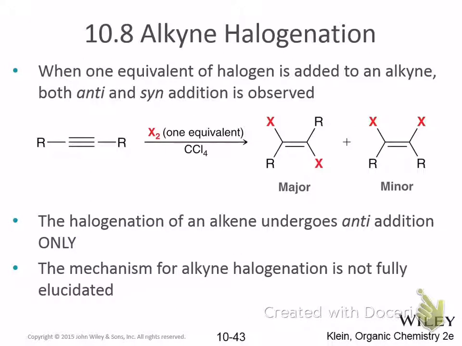If you have one equivalent, so there's 2 pi bonds in here, right? We use this term one equivalent. So if I had 1 mole of alkyne, I had 1 mole of halogen. The major product ends up being a trans dihalide, okay? Because of the anti-addition of the halogens. And then a minor product would be the cis halides when they're on the same side of the molecule.